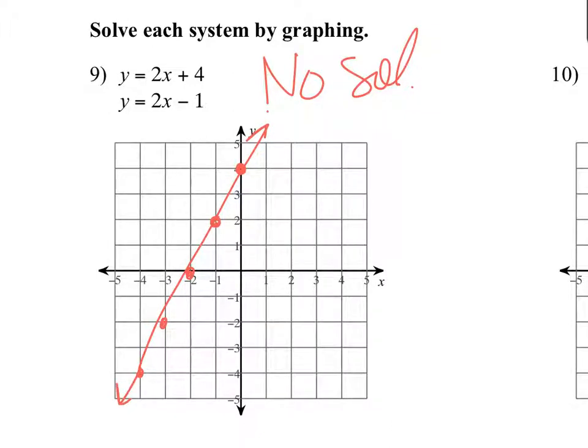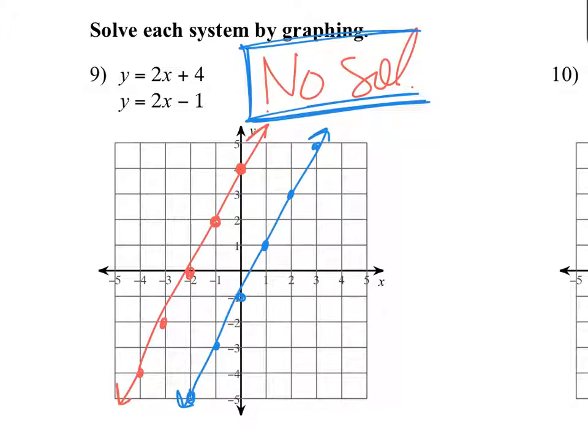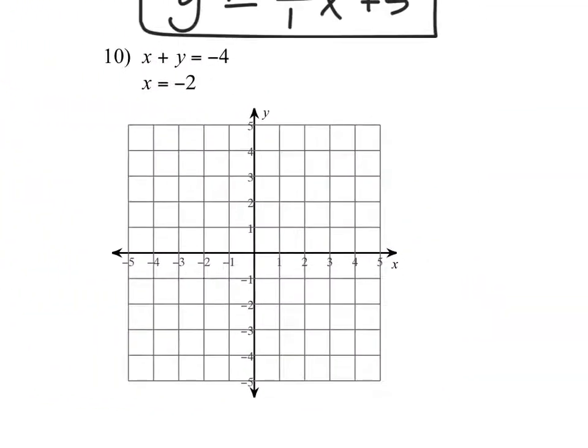And I'll do my second line, and this time I'm starting at -2, -1, and then going up 2 over 1, down 2 to the left 1. Make sure you make points going all the way through your graph. And indeed, these are parallel lines that do not intersect, so I'm going to write no solution as my final answer there. All right, question 10.